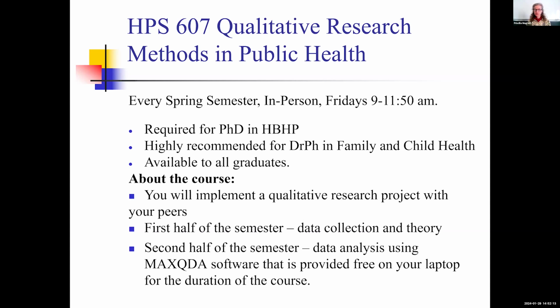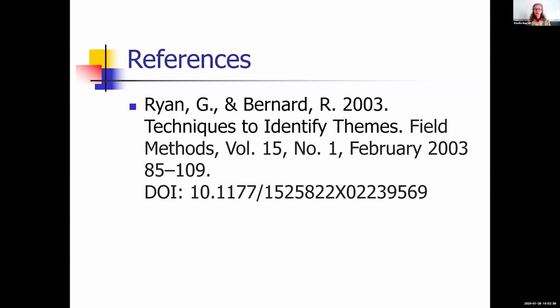It is required for the PhD in health behavior, health promotion, highly recommended for the DrPH in family and child health. It's available to all graduates across the university. In this course, you will implement a qualitative research project with your peers. The first half of the semester is data collection and theory, and the second half, data analysis. And we just get as far as we can in the class.